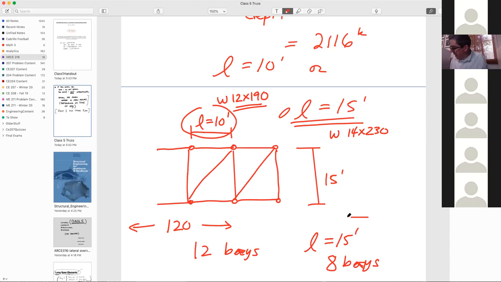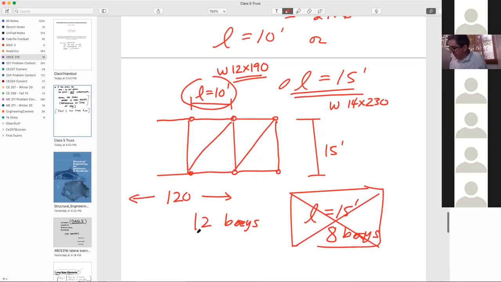So there'd be a little less material on the diagonals because you'd have fewer diagonals if you used an L of 15 feet. And if you used an L of 10 feet, you'd have 12 bays, but you'd have smaller members. So, all right, I will give you that in a little bit of PDF form.